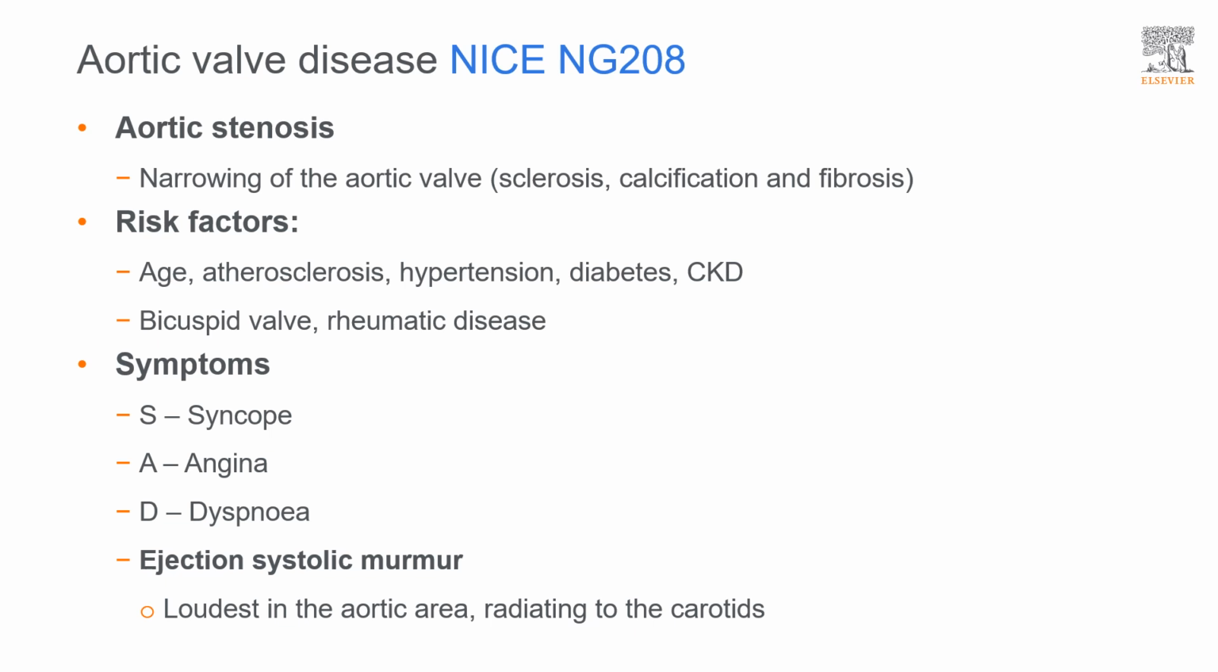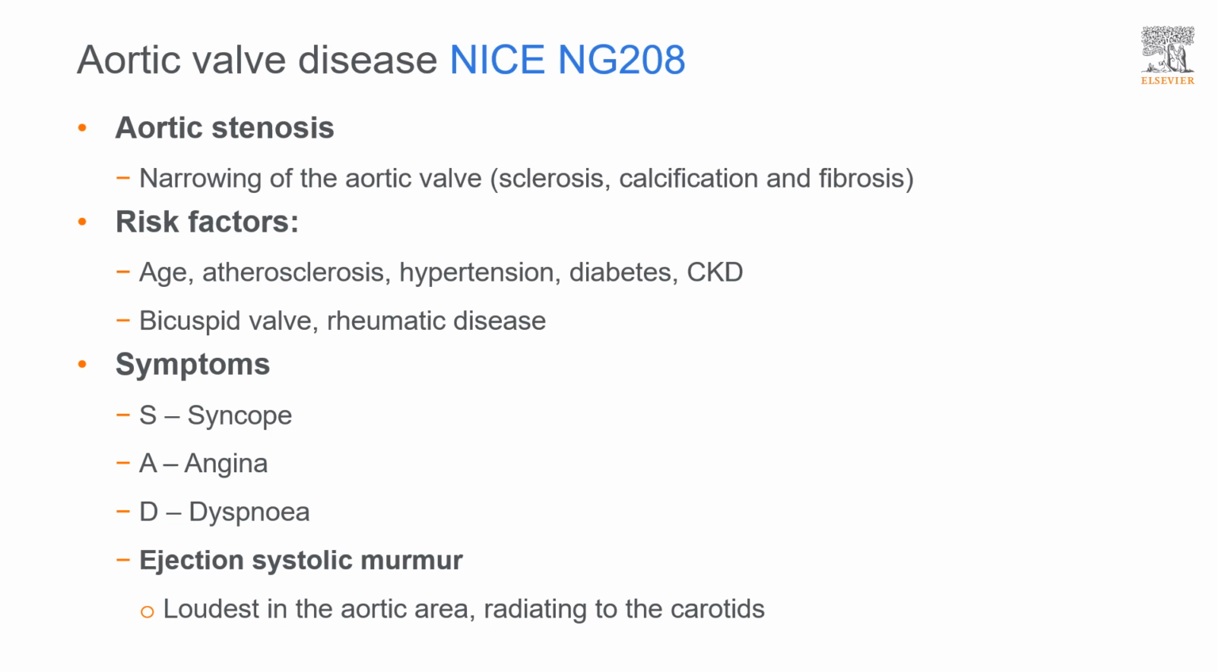The underlying diagnosis in this case is aortic stenosis, which describes narrowing of the aortic valve, typically resulting from aortic sclerosis, calcification, and valve fibrosis. Risk factors for aortic stenosis include age, atherosclerosis, hypertension, diabetes, and CKD. However, congenital bicuspid valves and rheumatic disease are also contributing factors in some cases. Symptoms of aortic stenosis involve SAD: syncope, angina, and dyspnea.